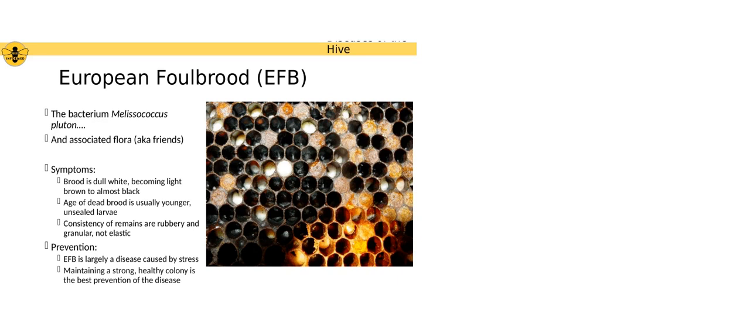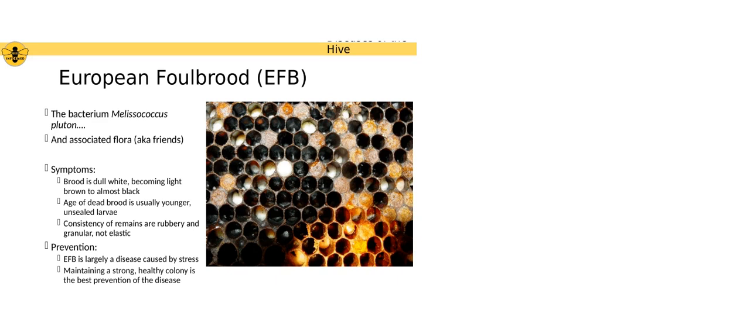And so the symptoms, the brood will be a dull white, and it'll eventually become yellow, almost brown, to eventually black. The age of the dead brood is usually younger. It's going to be the unsealed larva, and so that's the big difference. AFB was in the sealed larva. European foul brood is going to be before it's capped. And the consistency will be rubbery or granular. It's not going to be elastic.